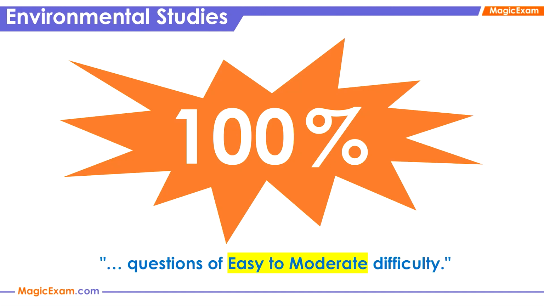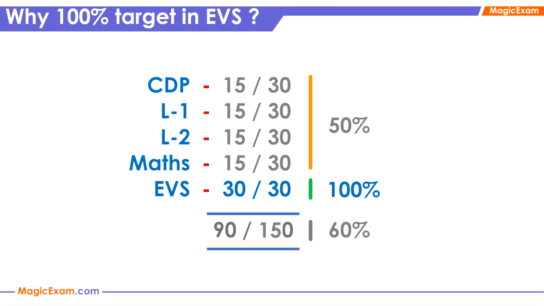What makes EVS very unique and very important is the fact that it is very much possible to score 100% in EVS. And if you look at the analysis of EVS questions from any previous year, you'll see that everyone agrees that EVS questions are usually of easy or moderate difficulty. So everyone agrees that it is highly possible to score 100% in the EVS part of Paper 1. Now the question is, why should you target to score 100% in EVS?